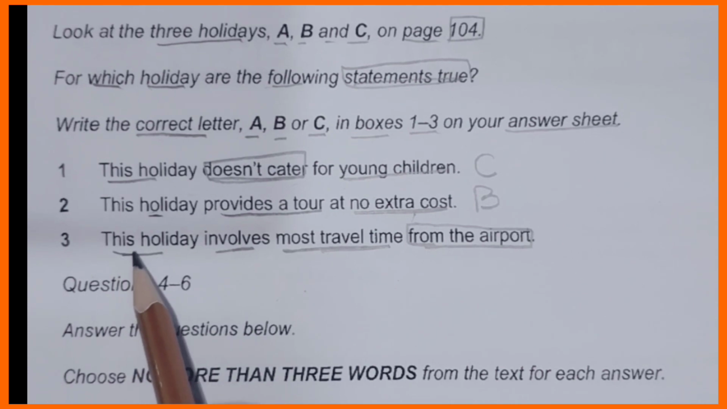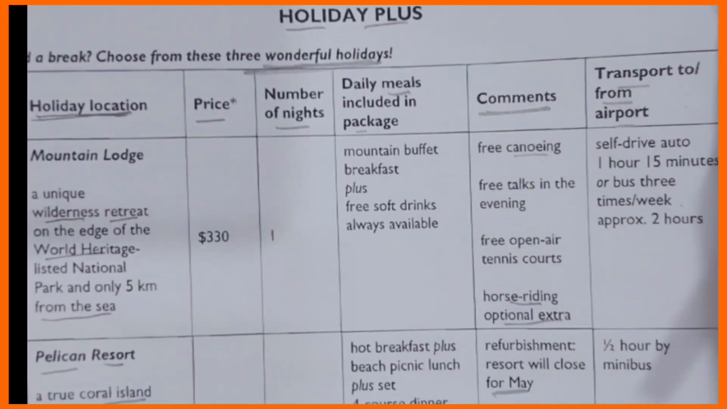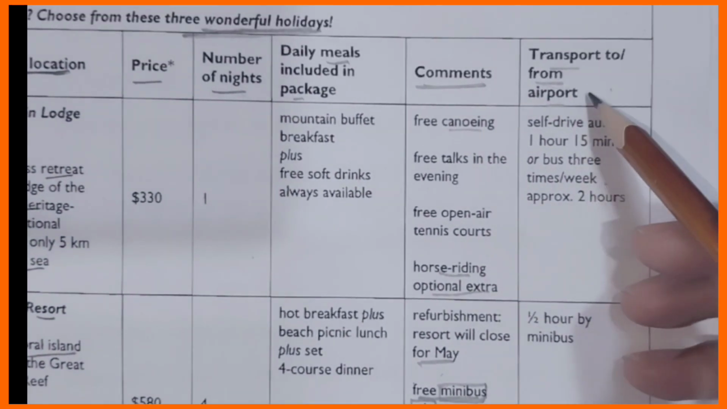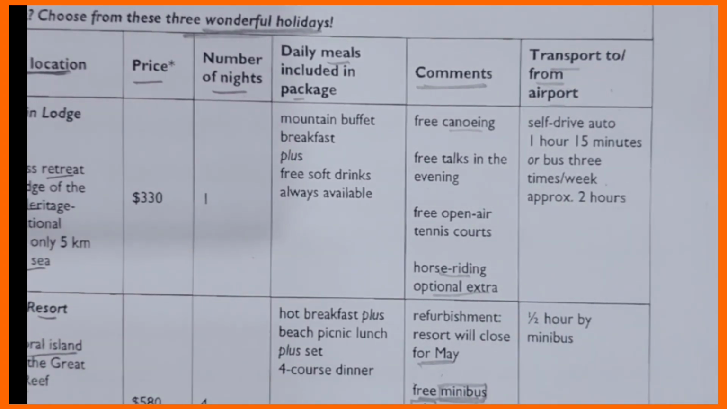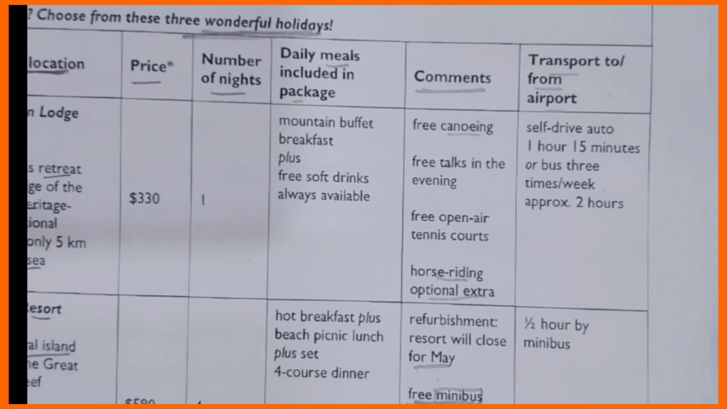The next question is, this holiday involves most travel time from the airport. So we are supposed to look from the airport. You can see I will find here transport to or from the airport. So we are supposed to look only in this column. Don't go in any other column, because directly this is the reason why you are wasting your time and you feel you are not able to find the exact and proper answer.